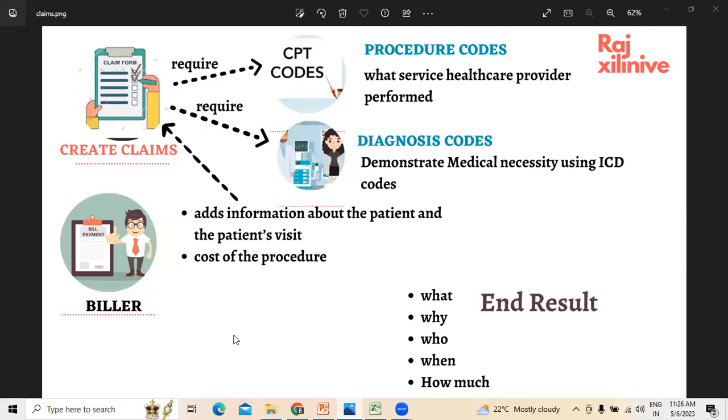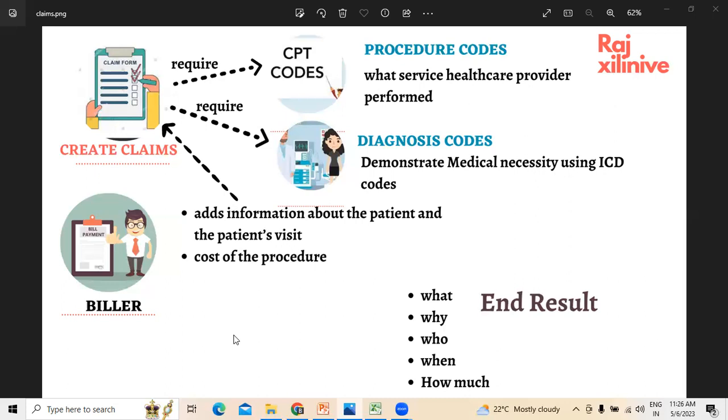In the claim form, for what reason do we need to prepare it and why are we preparing these claim forms? It is required because we want to send it for reimbursement. This is what is required. And who will be preparing? Initially, medical coding people will be there. So they will do the coding part.